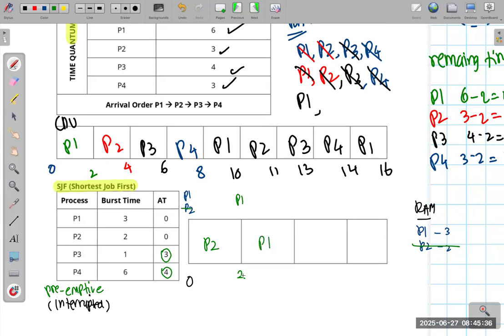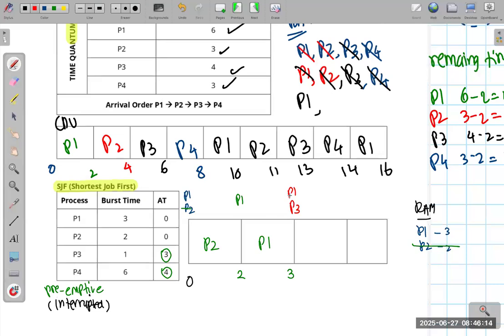But P1 will be given only 1 unit. Why 1 unit? He needs 3 now, but will be given 1 unit. At 3, which processes do you have now? P1 is also there, P3 is also there. Now the CPU will compare: should I continue P1 or switch to P3? Because he gets interrupted. Every time a new process comes in, he will stop, see, and check whether to continue or stop.